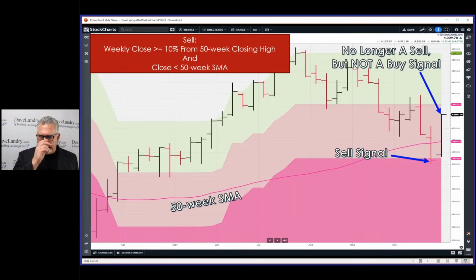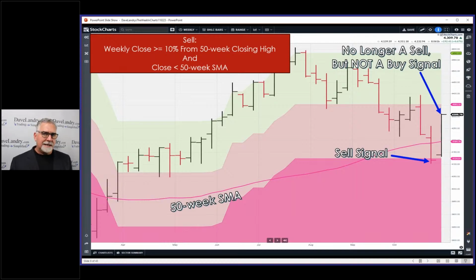Now, I got asked a question after I published a sell signal again on X, and then the market rallies a little bit and gets back above the 50 simple and gets within 10% of the 50-week closing high. Somebody said, well, is that a buy? And the answer is no.